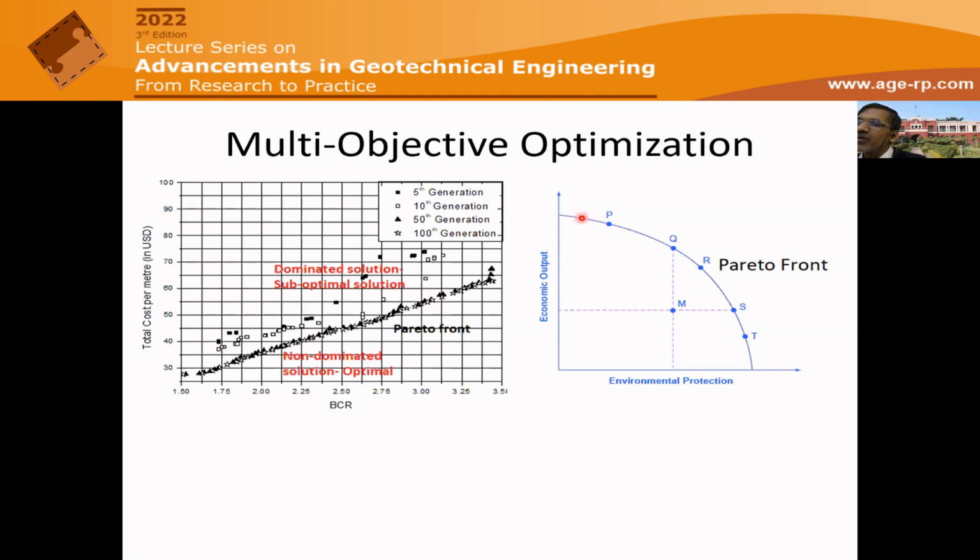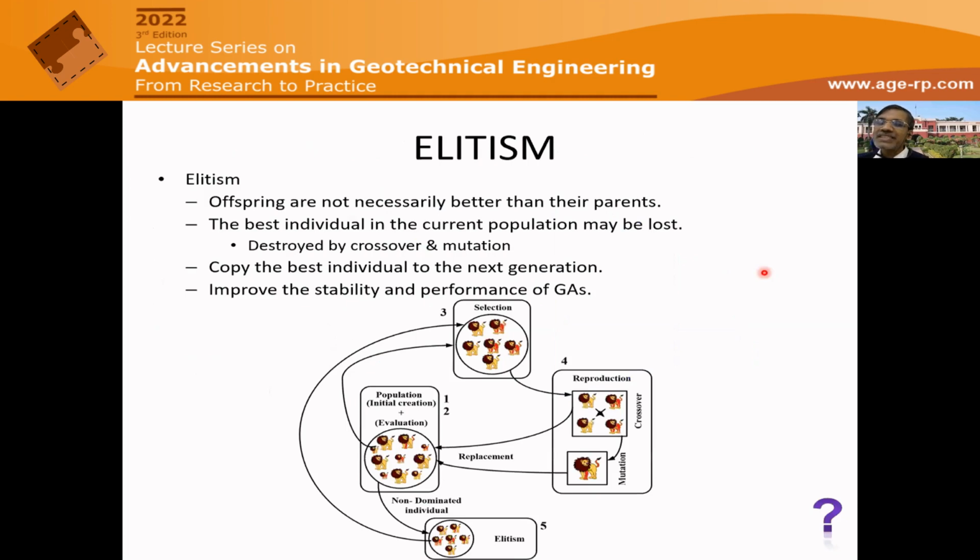And to be more elaborate, look at this curve here. I am talking about environment protection and economic output. If you want higher economic output, environment protection slowly goes down this way. So what do you want? Do you want Q, or R, or S? Accordingly, you can say where the implication will be. And this front is called the Pareto front. This is not possible to achieve with a traditional optimization algorithm. So this is possible through a term called elitism.